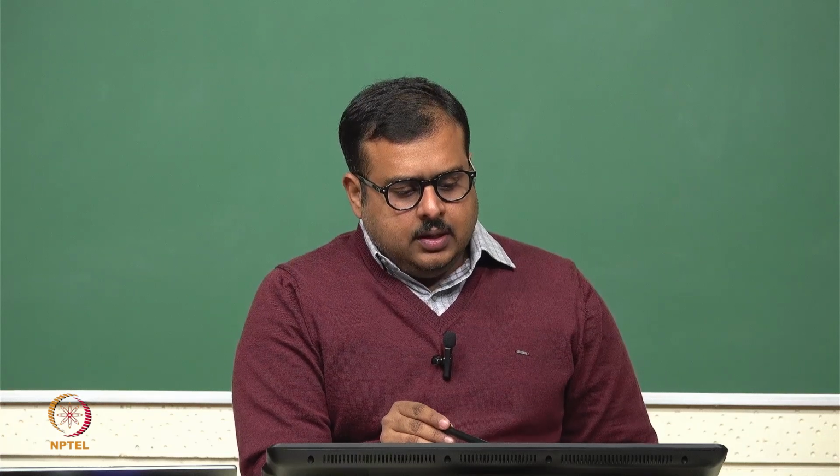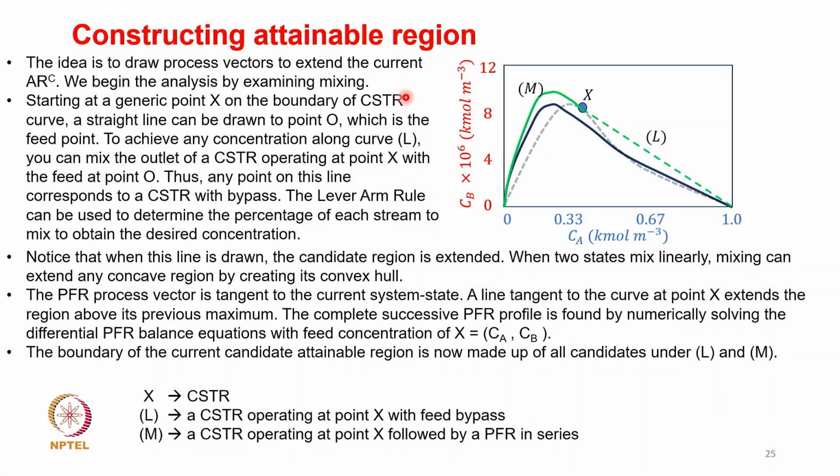Okay, so the idea here is to draw a process vector to extend the current attainable region. The previous attainable region was what? The previous attainable region was just a union of points. So we are now looking at this analysis by means of looking at the mixing.